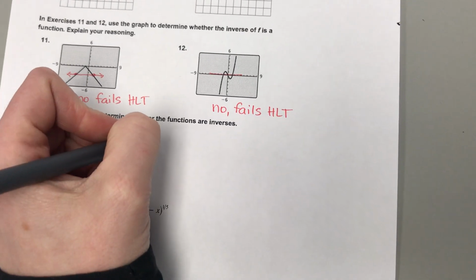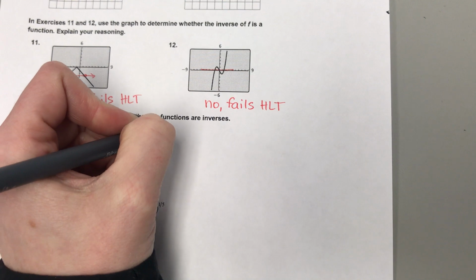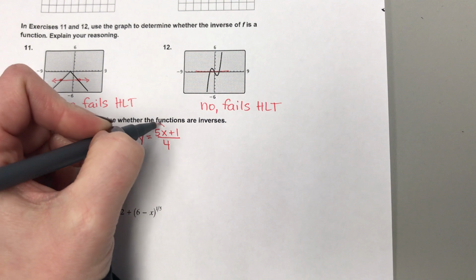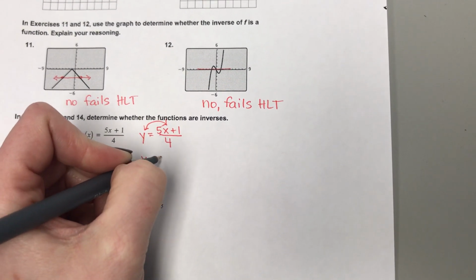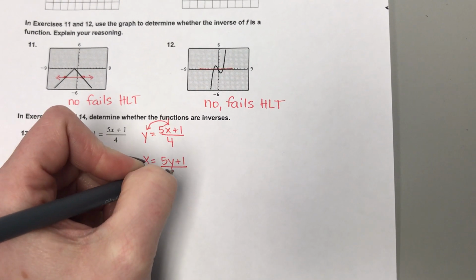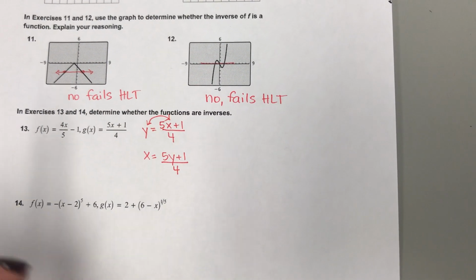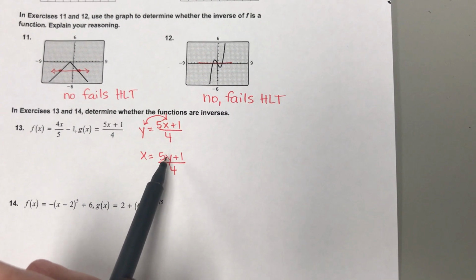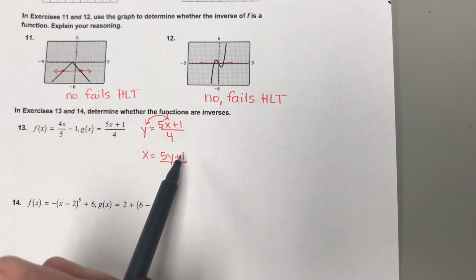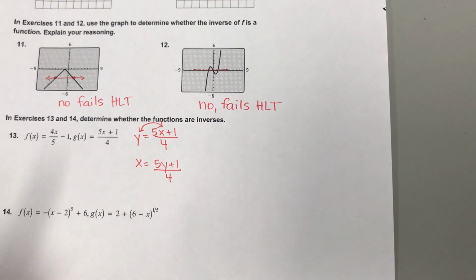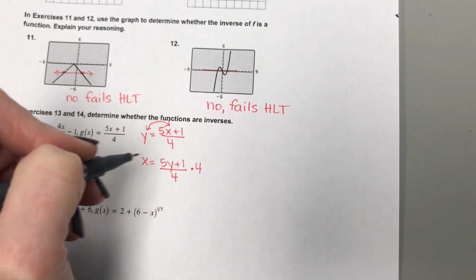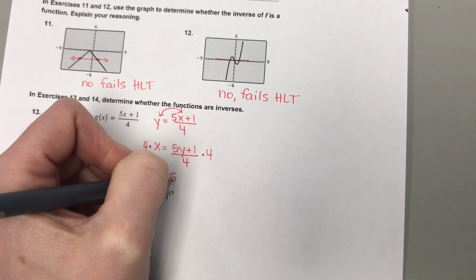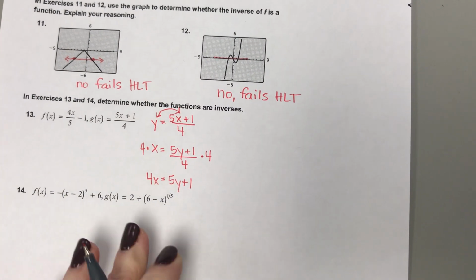If I replace g of x, call it y, 5x plus 1 over 4. I'm going to swap out x and y. For whatever reason, when this happens, kids get confused. But keep in mind, this whole thing is being divided by 4, so I can't get y alone until I get rid of that first. I can't move the 1 over because it's also being divided by 4. So multiplying by 4 is definitely the first thing we're going to be able to do. So 4x equals 5y plus 1, and then it gets pretty basic from there.